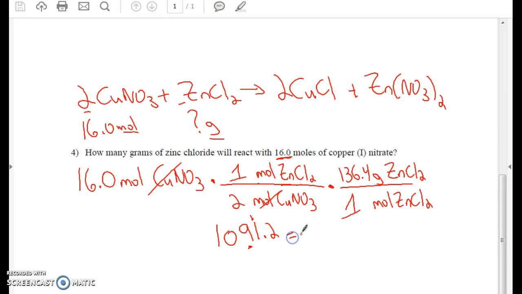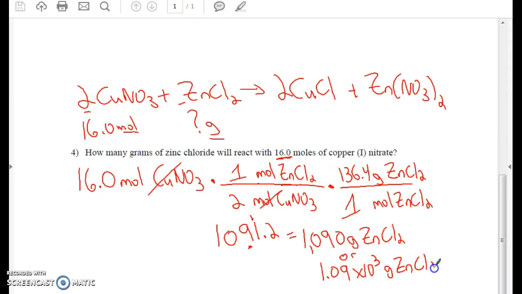So what we end up doing, to make this kind of easy here, we could do it 2 different ways. You could do it as 1,090 grams of zinc chloride. Or if you wanted to, you could write it as scientific notation: 1.09 times 10 to the third grams of zinc chloride. Either one of those answers is fine. They are interchangeable at that point. You really only have to show one.